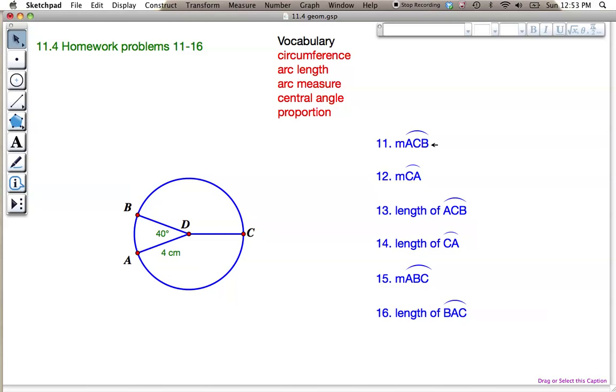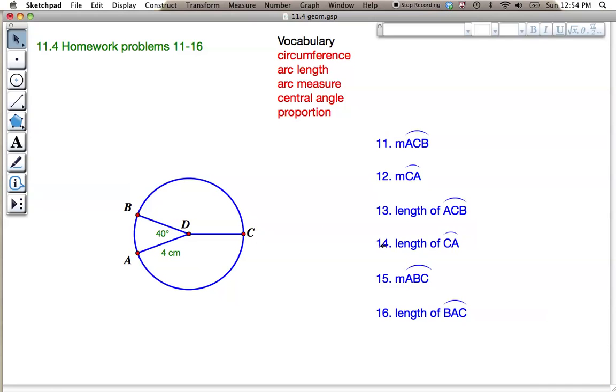We're asked to find the arc measure of ACB. ACB is simply the whole circle minus 40, since our central angle is equal to its intercepted arc. So 360 minus 40 is just 320. For number 12, we're asked to find the arc measure for CA, and we just found that was 160.